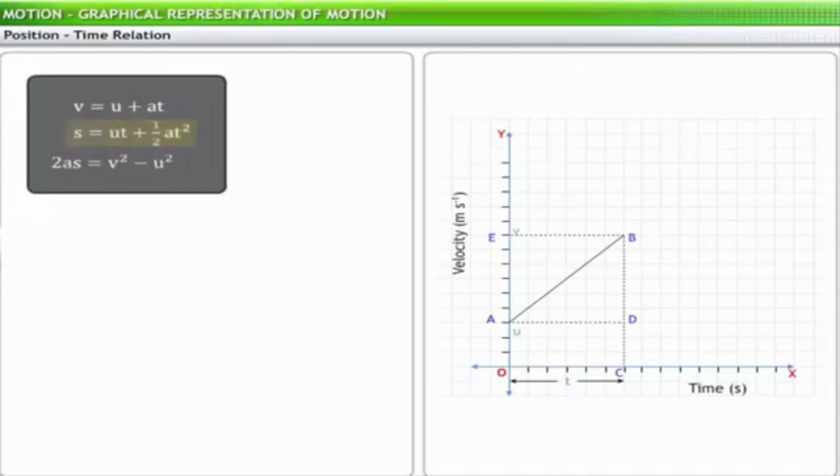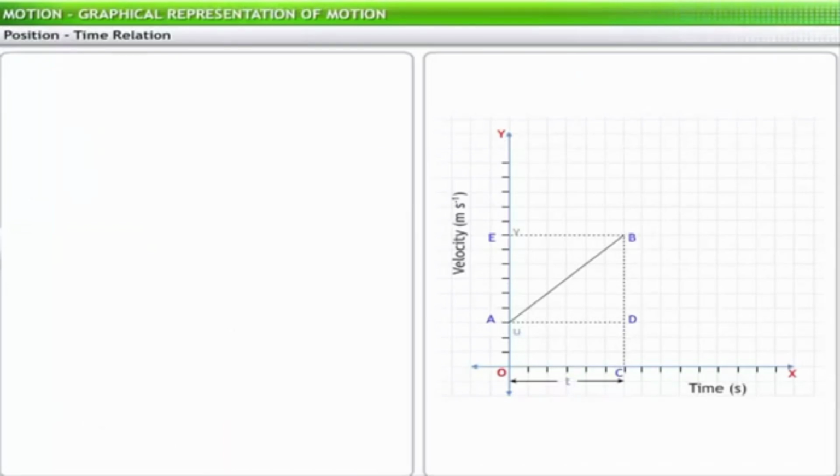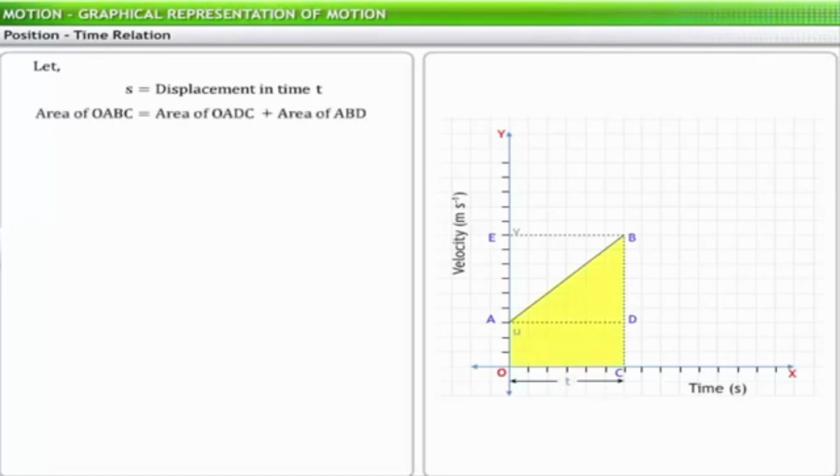Let's now derive the second equation of motion, that is position-time relation. In the same velocity-time graph, we use it to analyze position-time relation. Let S be the displacement of the object in time t. You can determine the displacement of the object as the area of the trapezium OABC under the curve. The area of OABC is the sum of the areas of rectangle OADC and triangle ABD.